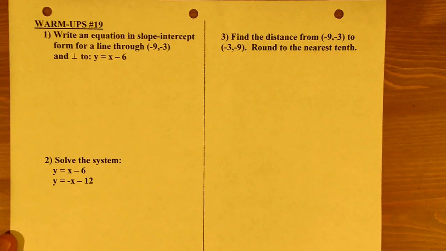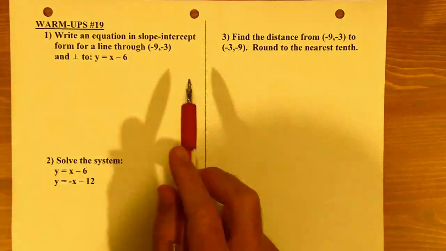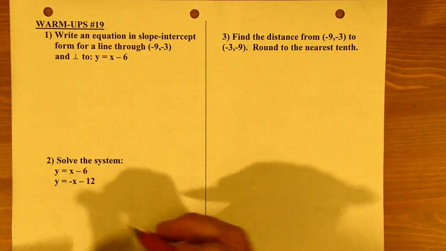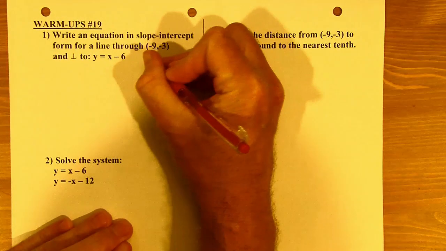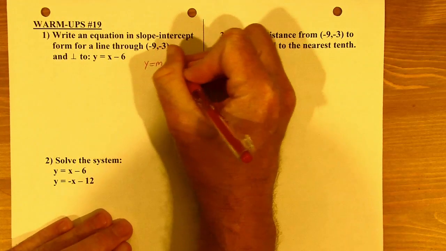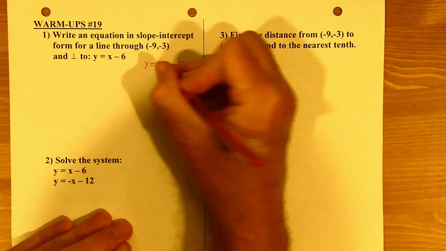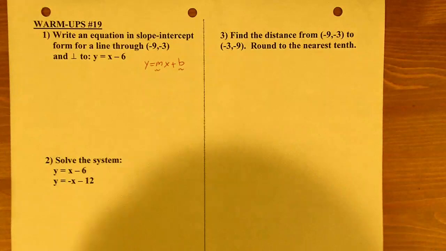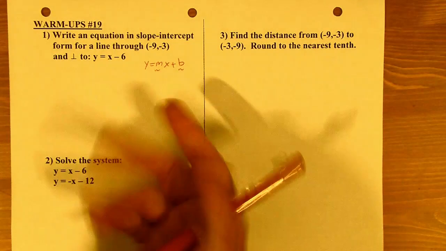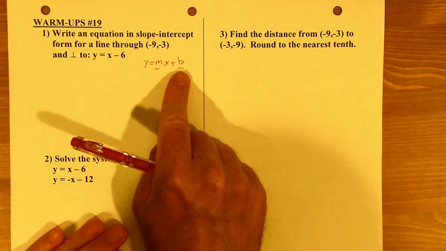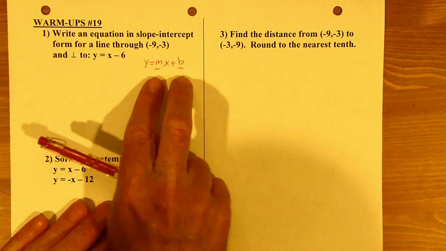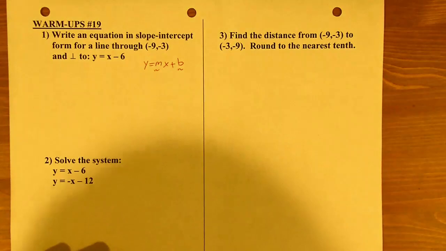All right, here's warm-up number 19. We're going to write an equation in slope-intercept form. So slope-intercept form is going to be y equals mx plus b. My goal here is to figure out what m and b will be. It's going to be, I don't know, like y equals 2x plus 5, something like that. That's not what it actually is, but I've got to figure out what the m and b are, okay?